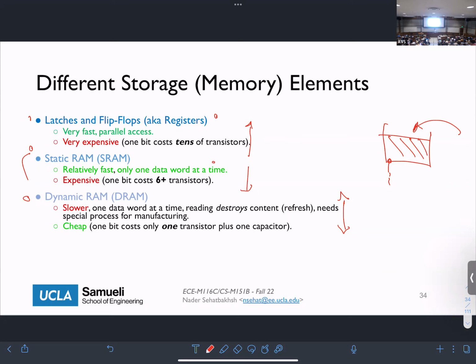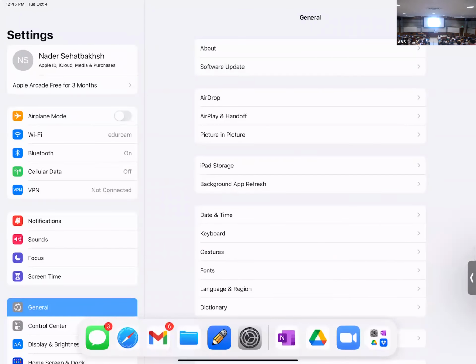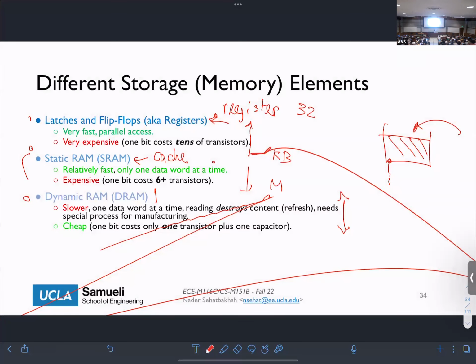Okay, so when we are talking about the RAM in your computer, when we say I have an 8 GB RAM, we are talking about this DRAM. Your SRAM is basically what's called a cache, which we're going to extensively talk about, and the register is basically the register file that we talked about. We usually have only 32 of these. We have a few kilobytes of SRAM, and then we have megabytes or gigabytes of DRAM.